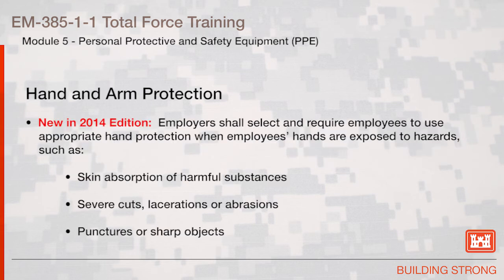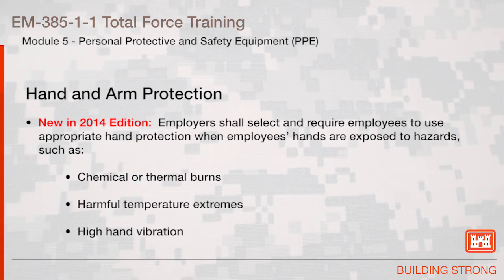New in the 2014 edition, employers shall select and require employees to use appropriate hand protection when employees' hands are exposed to hazards, such as skin absorption of harmful substances, severe cuts, lacerations, or abrasions, punctures or sharp objects, chemical or thermal burns, harmful temperature extremes, or high hand vibration.